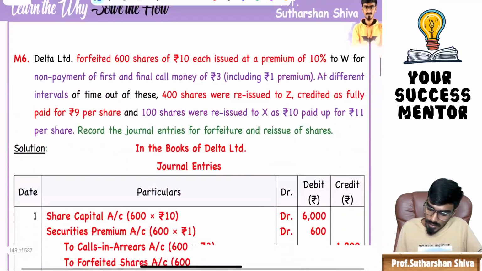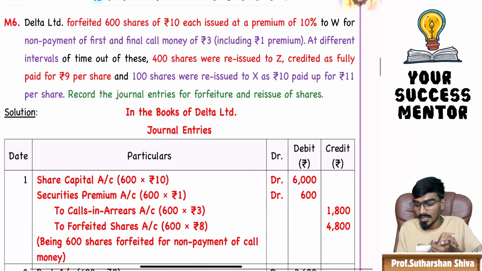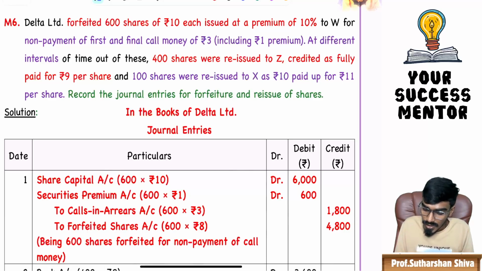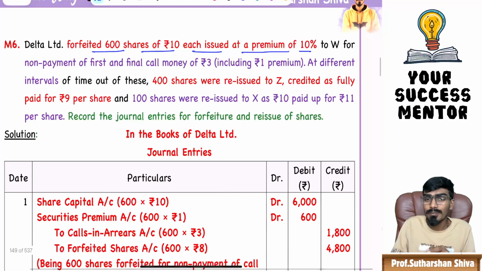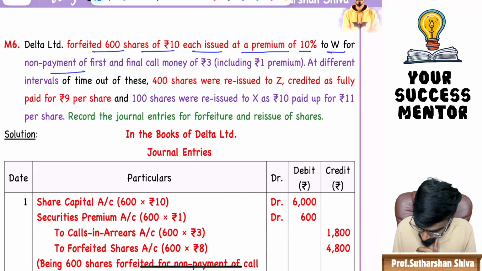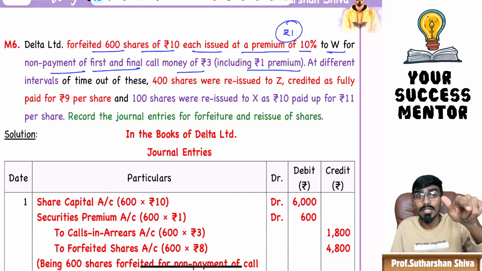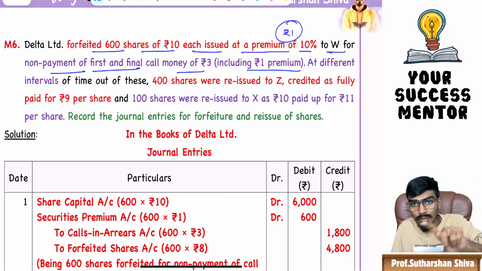Yes, sir. Come to M6. What is M6? Listen to this question. Mr. Delta Limited forfeited 600 shares of rupees 10 each, issued at a premium. Fine. Whatever they issued at a premium, those shares they are forfeiting, for non-payment of first and final call, including one. Actually, the premium is 1 rupee. Here the premium is not included in the allotment money. It is included in the first and final call money.